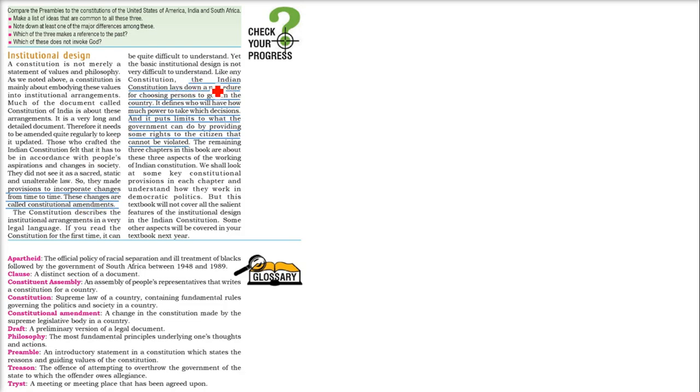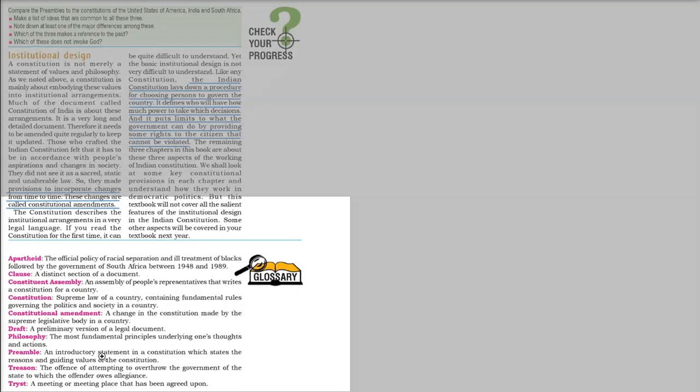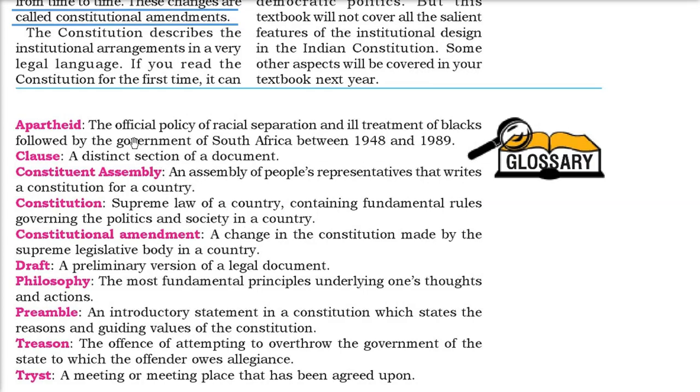The Indian Constitution, as we already discussed, lays down a procedure for choosing persons to govern the country. Who is going to govern the country? What are the ways? What are the rules to be followed? Procedure. It defines who will have how much power, who is going to take what decision, and it puts limits on what the government can do by providing some rights to the citizens that cannot be violated. So we discussed various things in this discussion.